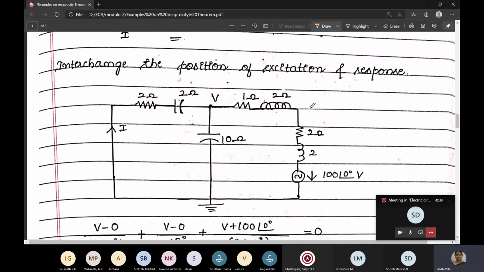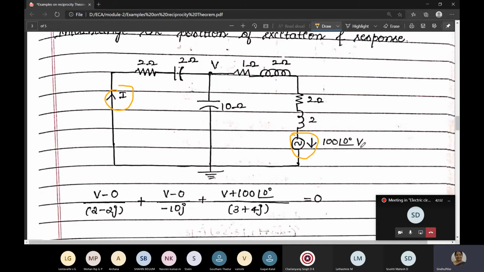Now interchange the position of excitation and response. So the I has been brought here. You can observe the arrow mark here. This is important. And the voltage source is brought here. Okay, the arrow mark is downwards and here the current direction is upwards. Now the position is interchanged.